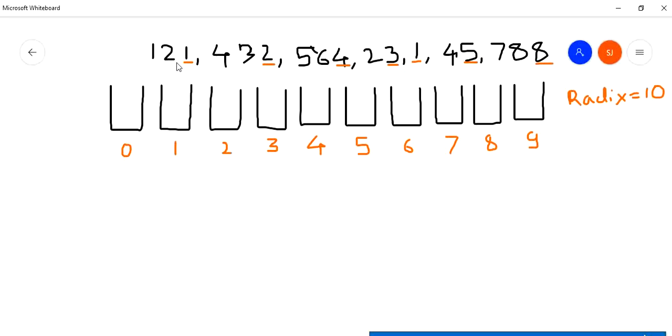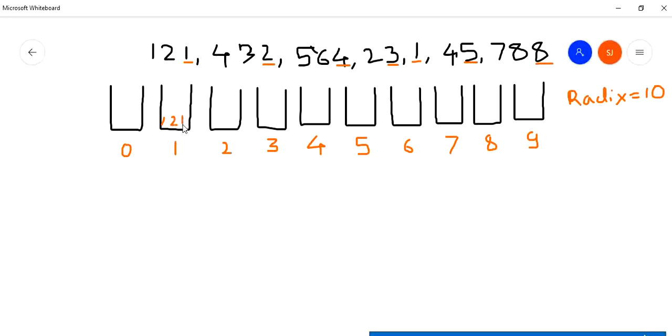Based on the unit digit, keep that number in the corresponding bucket. Okay, going from left to right. Remember that, going from left to right. Okay, so 121. 121 is having a unit digit as 1. So 121 is having unit digit as 1 means it goes under bucket 1.